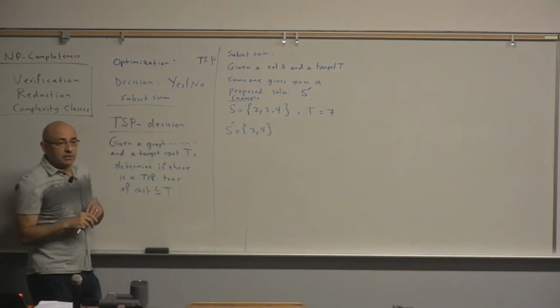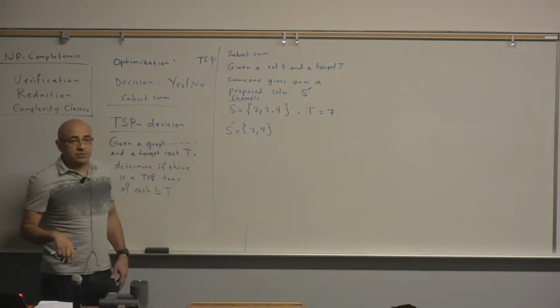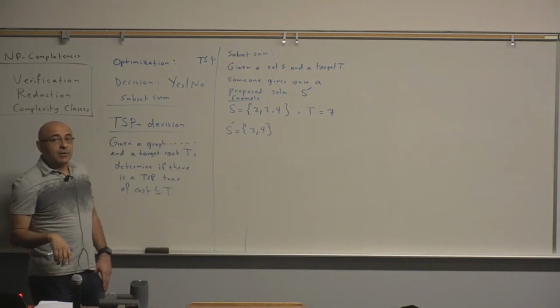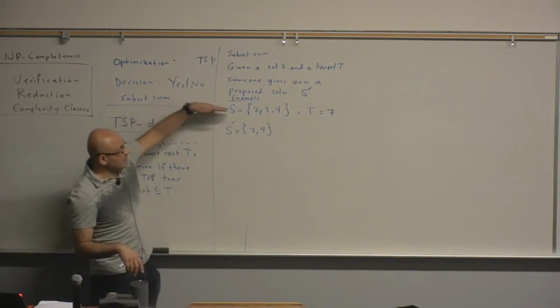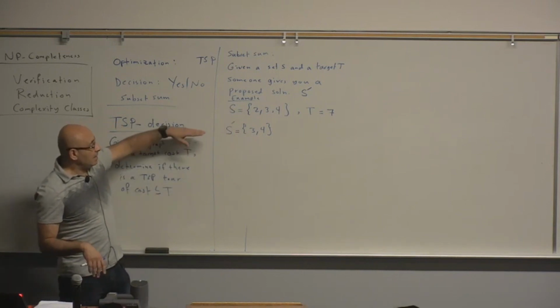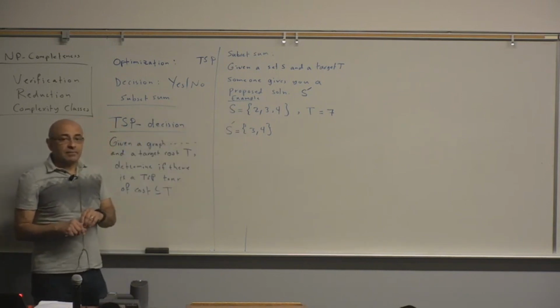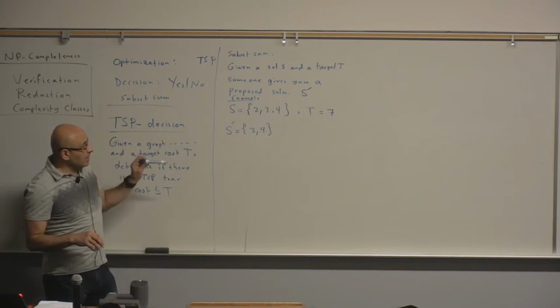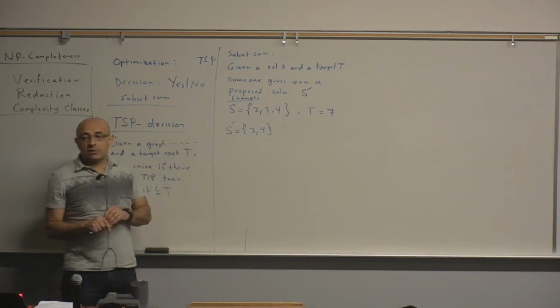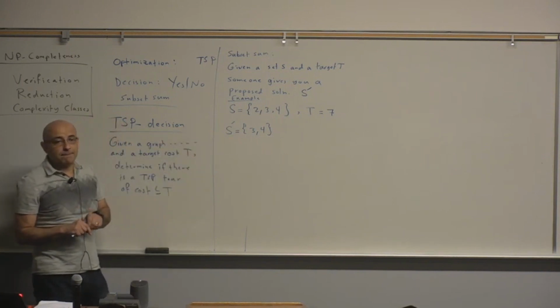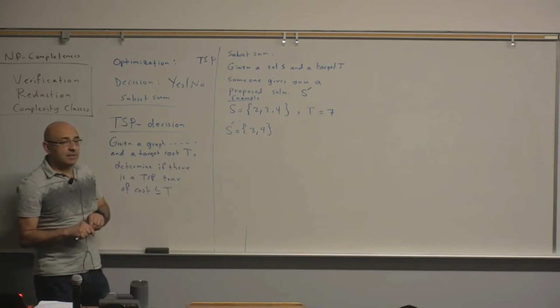And your job is to determine whether the proposed solution is correct or incorrect. Now, given an instance of the problem and a proposed solution, can you verify in polynomial time if the proposed solution is a correct solution or not? How can you verify this? What do you need to do?